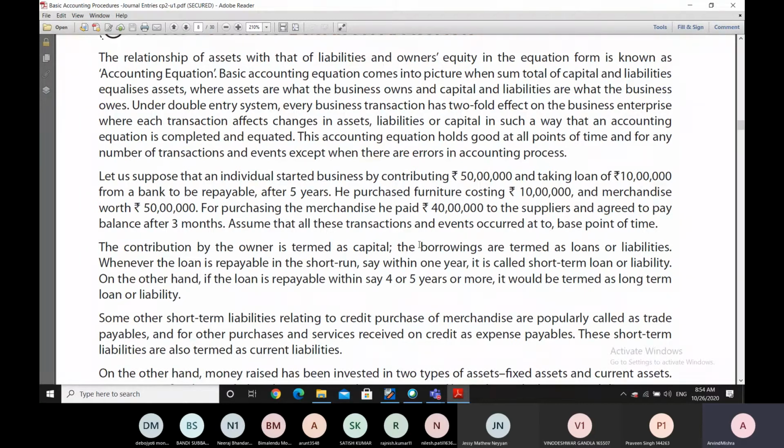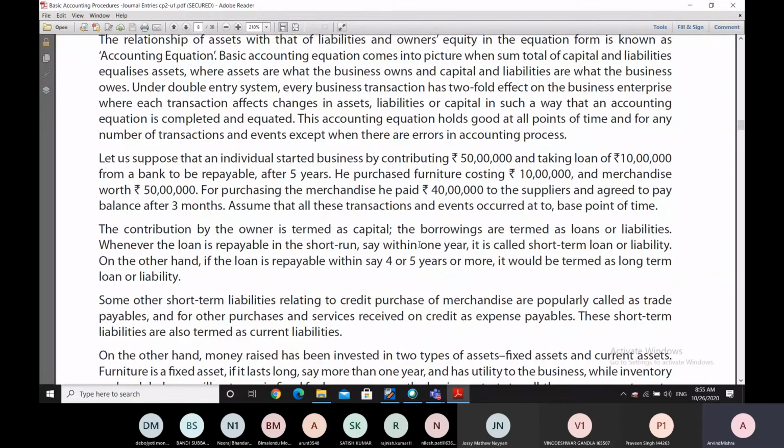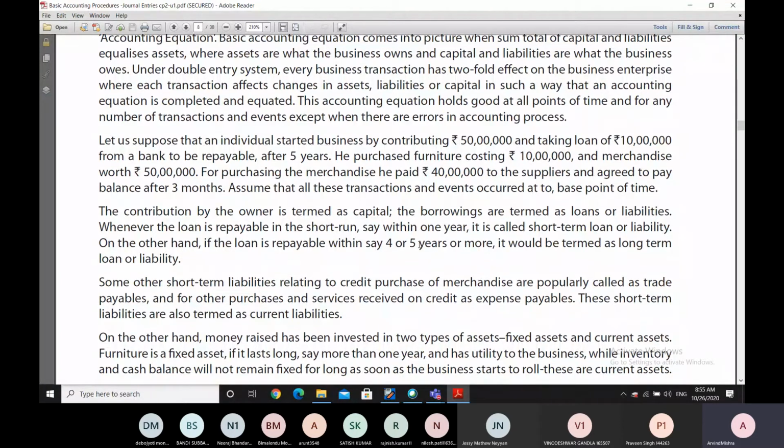So let's suppose that a person starts his business by contributing 50 lakh rupees of his own money, which is called capital, and he also takes a loan of 10 lakh rupees from a bank, which is repayable after 5 years along with interest. Also, this individual purchases some furniture which is costing 10 lakh rupees, and he buys goods or merchandise which he will be selling worth 50 lakh rupees. Now, for purchasing the merchandise, he did not pay the entire 50 lakh rupees, he paid 40 lakh rupees to the suppliers, and he agreed with the suppliers that he will pay the balance 10 lakh rupees after 3 months. So let's say that all these transactions and events have occurred at a base point of time.